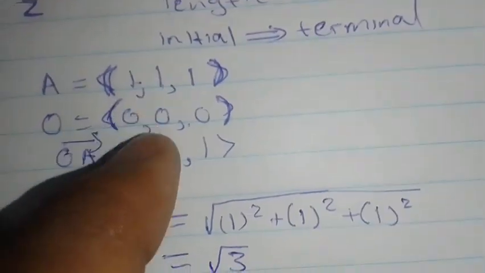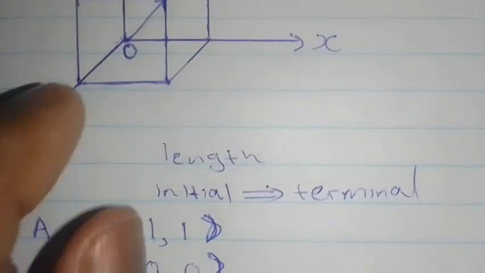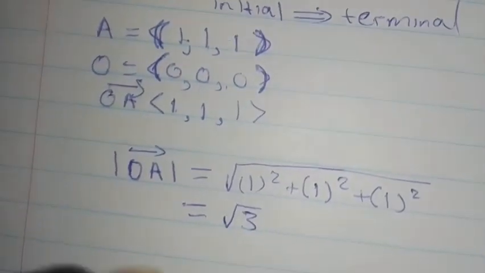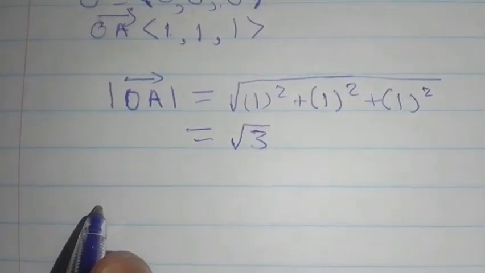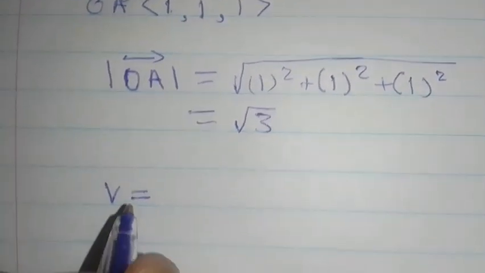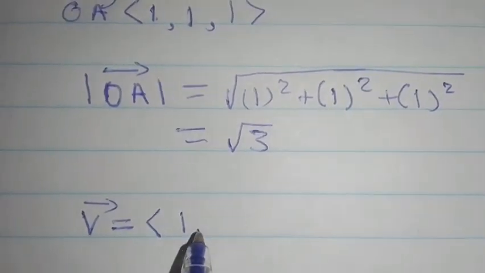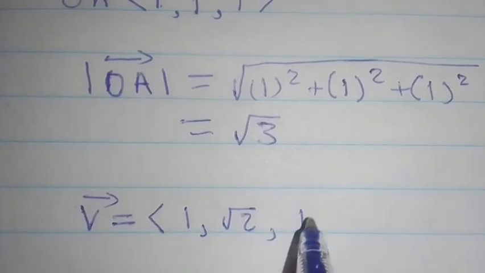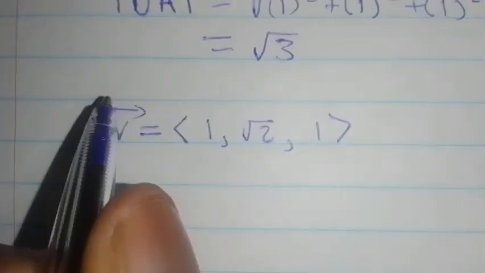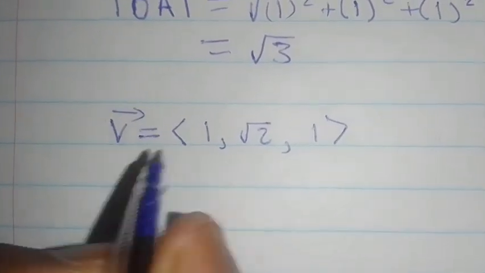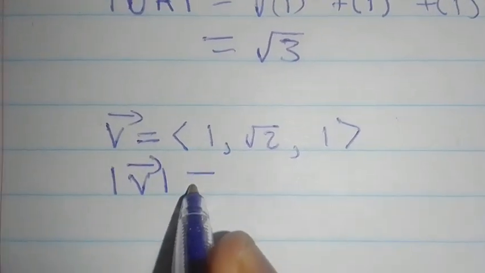Now here, what we're normally doing is measuring the length of that vector from the origin, which is technically what most of the math is about. But now let's say we have vector v, given by 1, root 2, and 1, and we want a unit vector from this. If we want a unit vector of this, we have to first find the length of this vector.